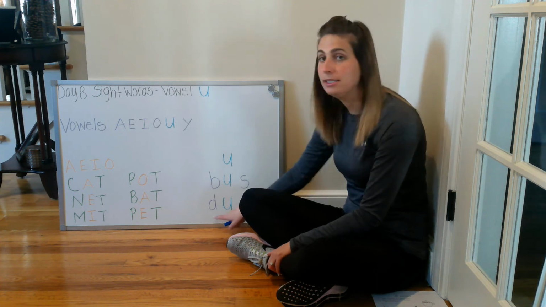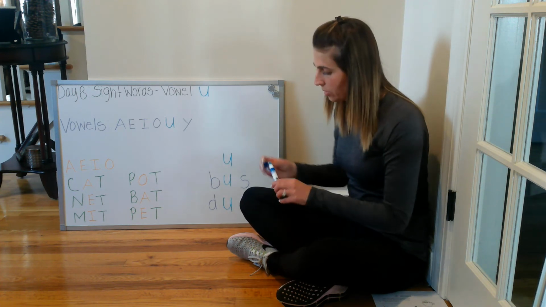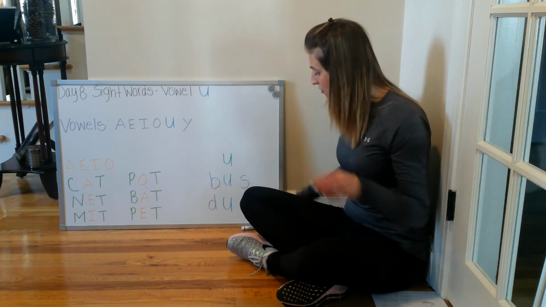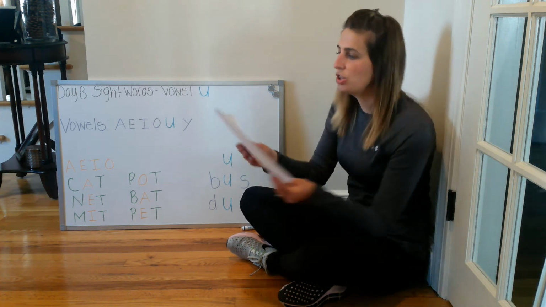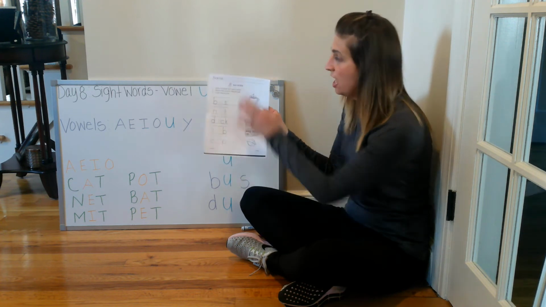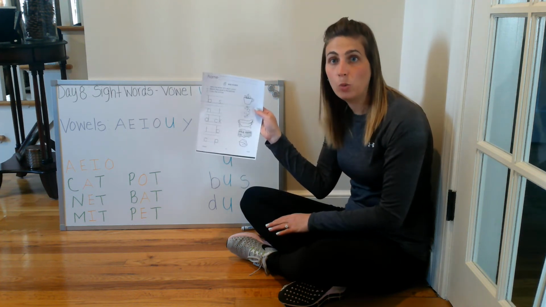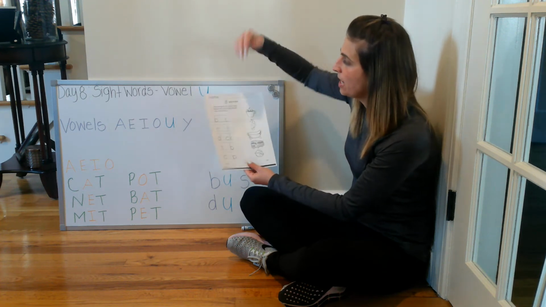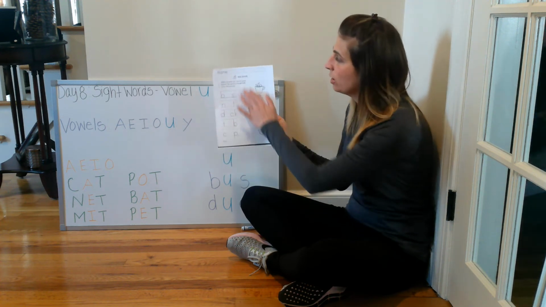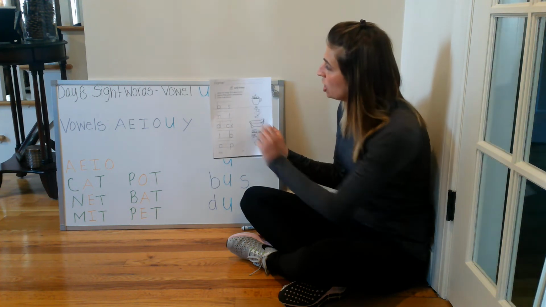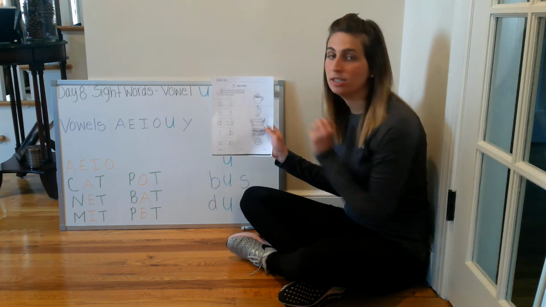D-U-C-K, duck. Okay? So materials that you are going to need to complete your worksheet for today is the worksheet that says Bug Words on top of it. There's actually only one side of the worksheet today. I know that we've usually been doing double-sided, but because U is the last vowel, we're only completing one side of the worksheet.